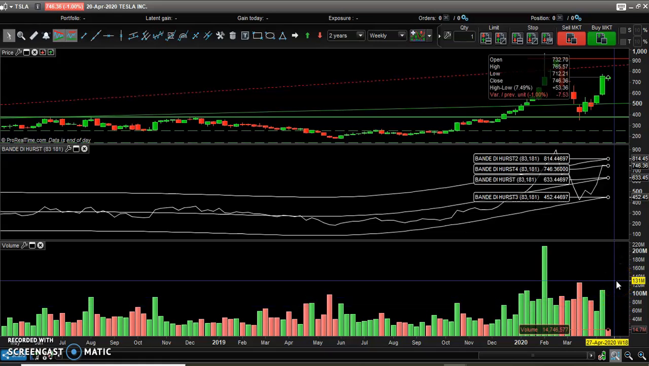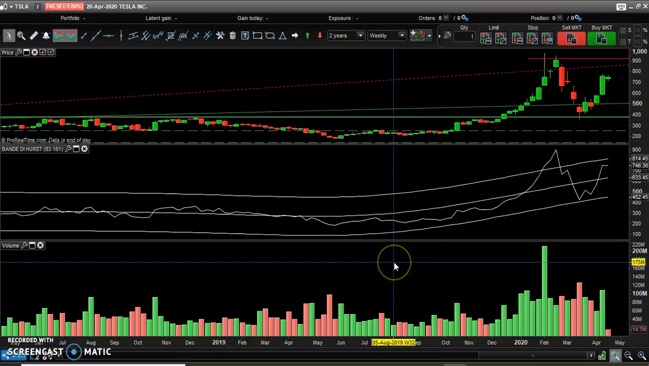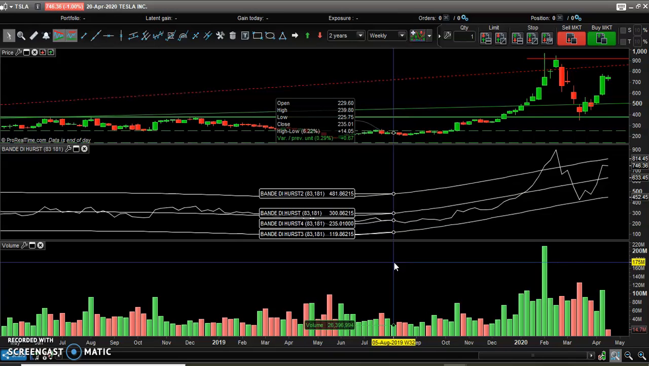Okay guys, let's be ready to short both Netflix and Tesla. We are really close to the short area.